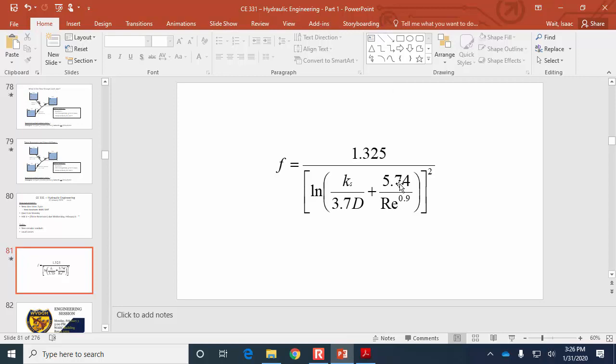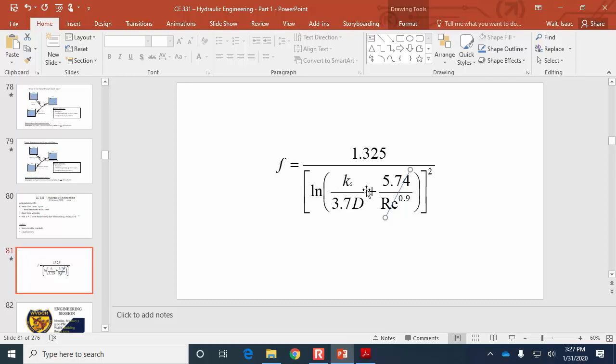A big V means the Reynolds number is big, but since it's in the denominator, that makes this term small. So the fully turbulent flow assumption is if you have a big Reynolds number, like if the water's moving really fast through the pipe, then this term doesn't matter, because that makes the Reynolds number so big that the F value is only based on the relative roughness term.